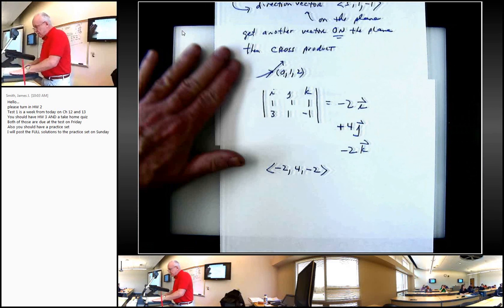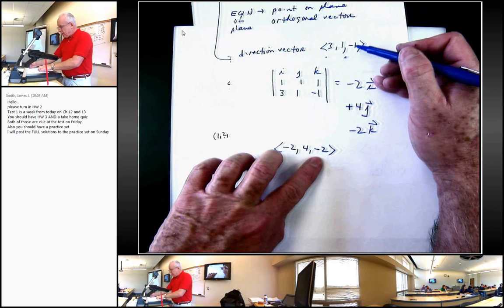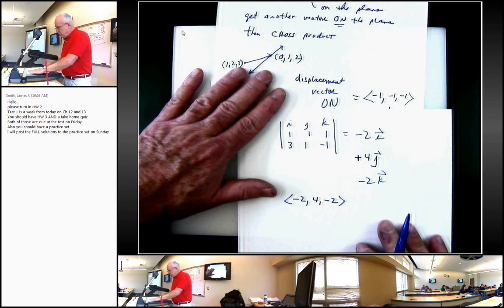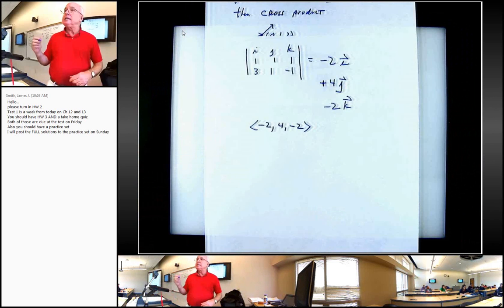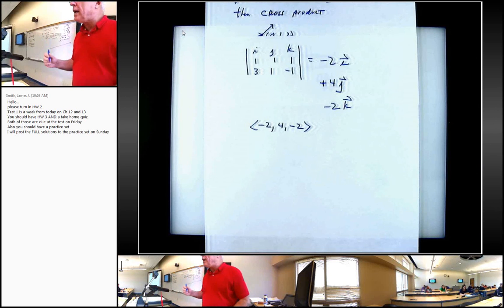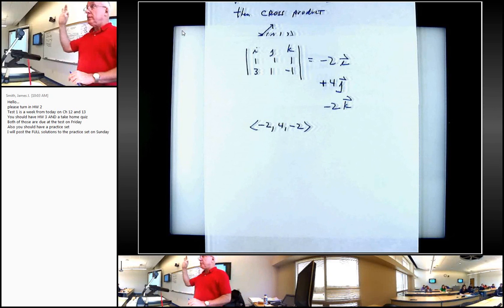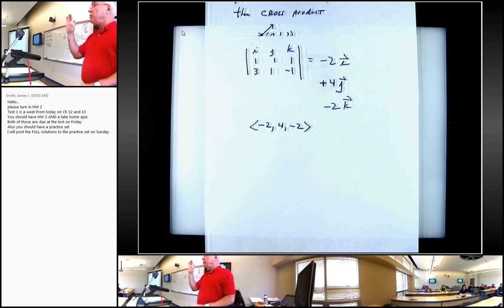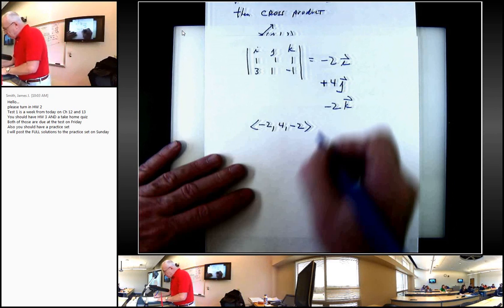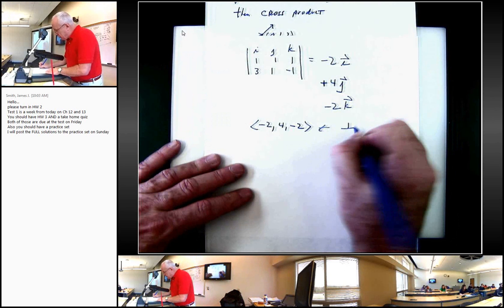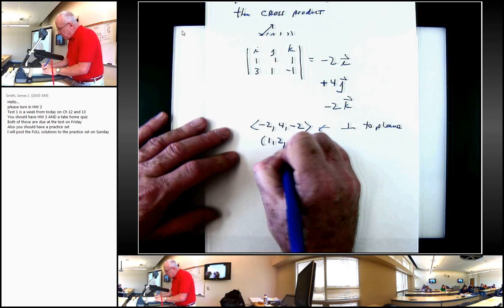Let's see if that works out here with these. That's minus 6 and 4. Yeah, that'll work out. I'm checking to see that this is orthogonal by doing a quick dot product with the other two vectors. If I get a 0 with the dot product, then the vectors are orthogonal, right? Okay, so this is our orthogonal vector. This is orthogonal to the plane, and the point on the plane is 1, 2, and 3.